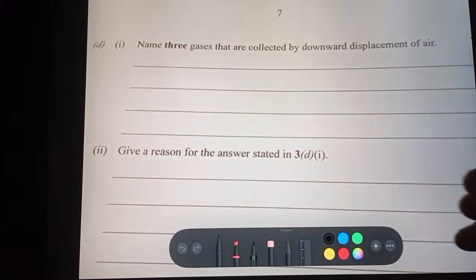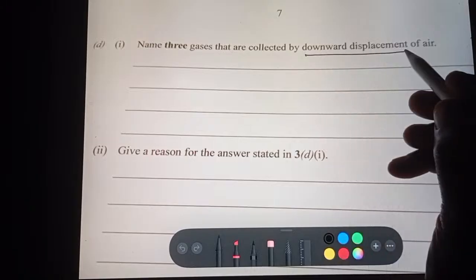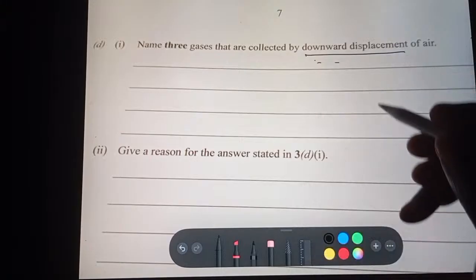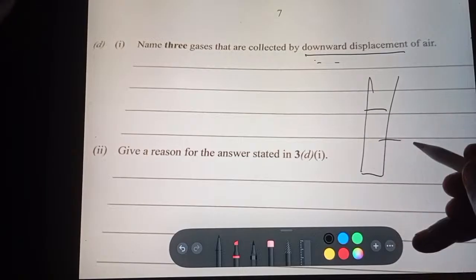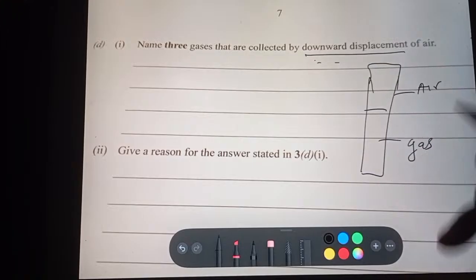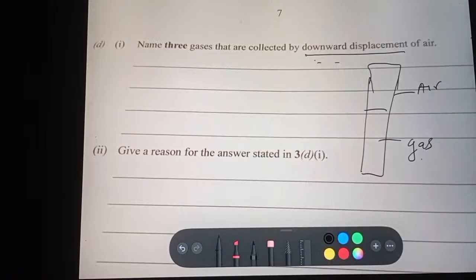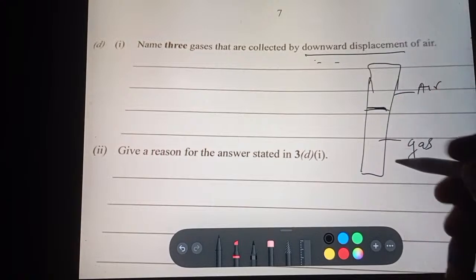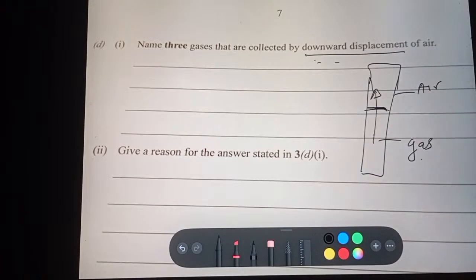Let me not hear you say that the 2 types of collecting gases are downward displacement and upward delivery. You are saying the same thing. Watch my explanation here. Here is a gas, and the upper part is air. This one is called downward delivery. Delivery is for gas, meaning the gas is delivered downward, while air is on top. The air is now told to move up, or I will displace you. That is upward displacement of air.